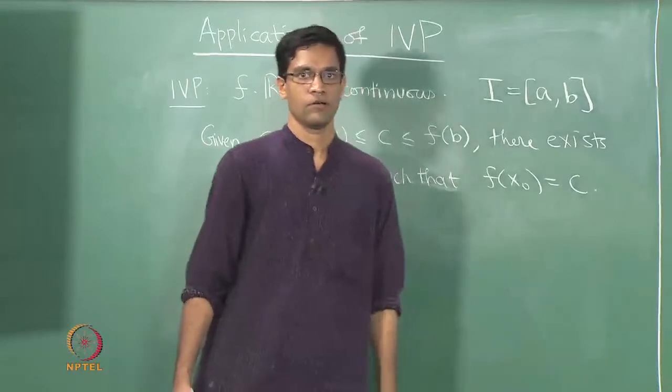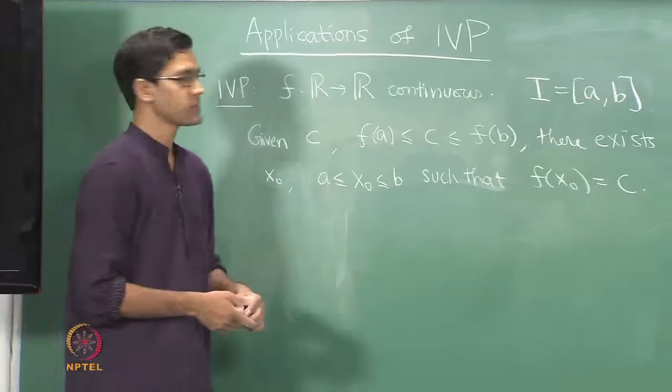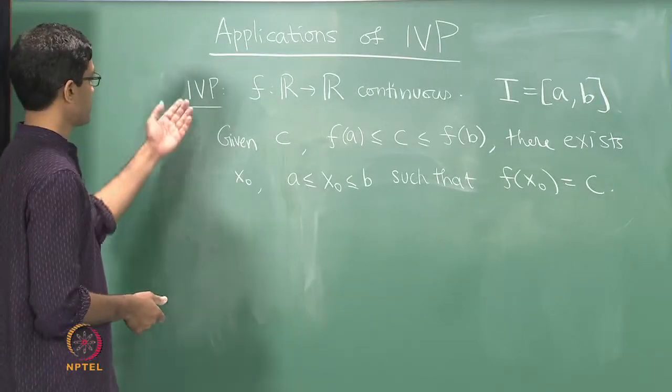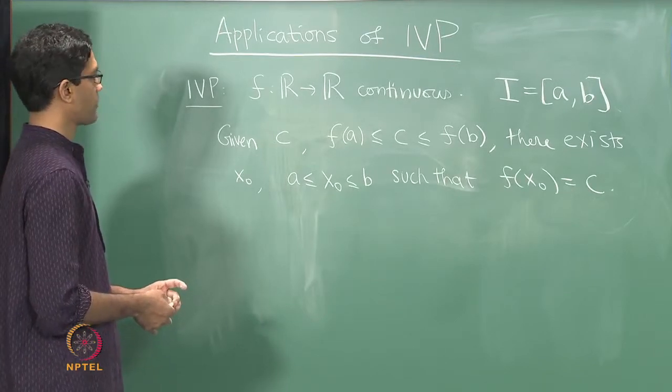Okay, so welcome back. So last time we talked about the intermediate value property of continuous functions. So I'm just shortening it to IVP. So here's the intermediate value property itself.